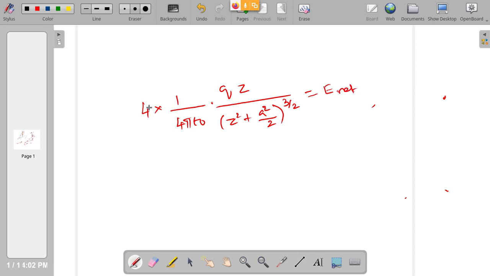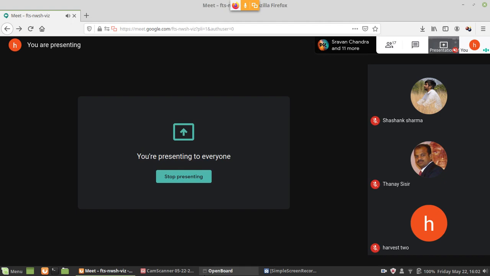You can simplify this by cancelling and write another term, 1 by pi epsilon naught. So this is the main factor and this is the constant. So this is the value for the electric field you are going to get if you do it.